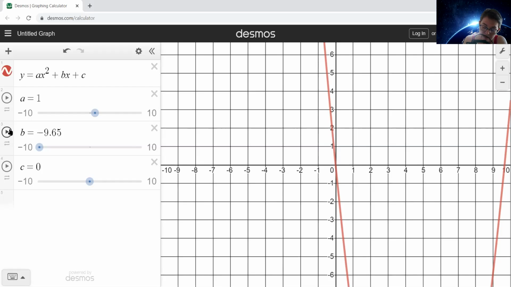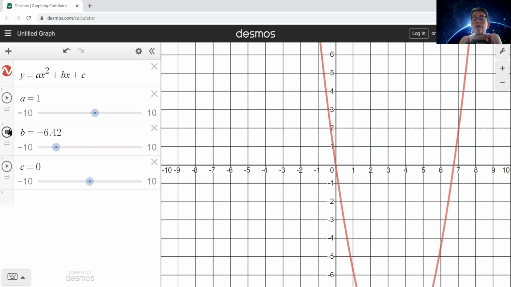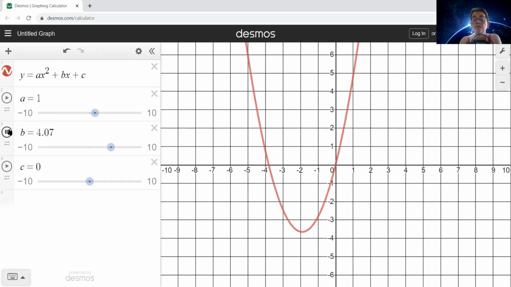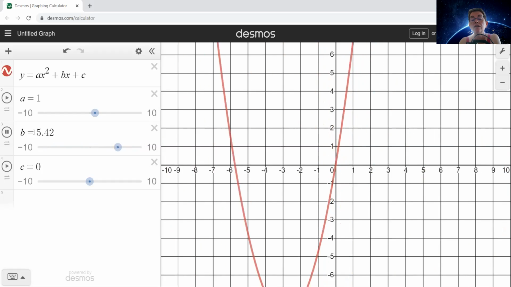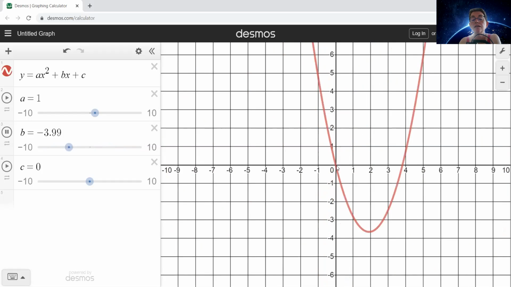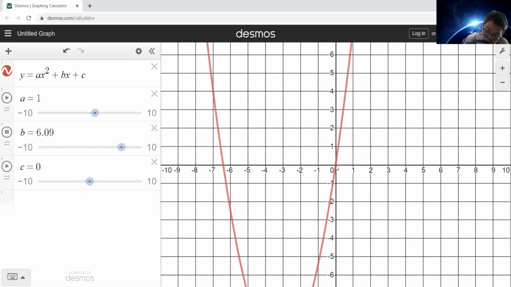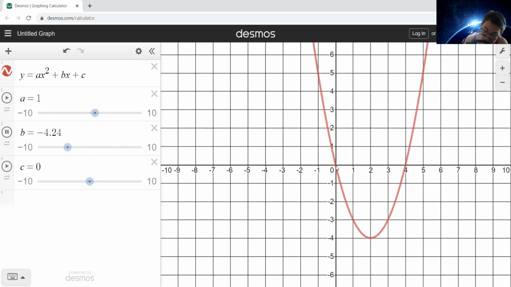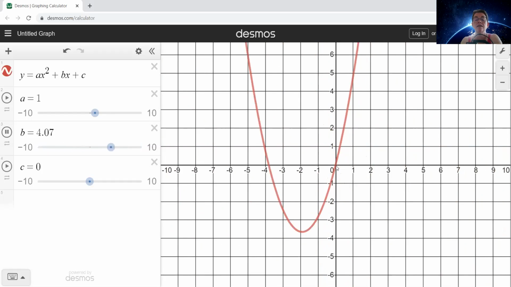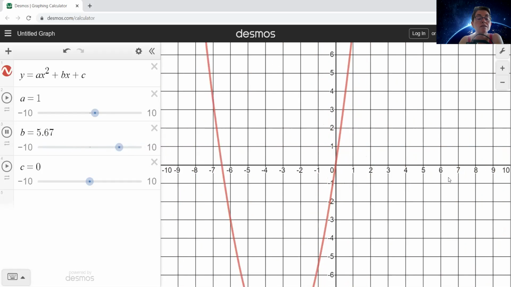But the key question is what doesn't change as you're doing this. So take a look. What value seems to stay constant? It's at 0, 0. Okay, and it is the y-intercept. So the y-intercept remains constant, and we'll see that in the next part. Okay, let's put this back to 0.